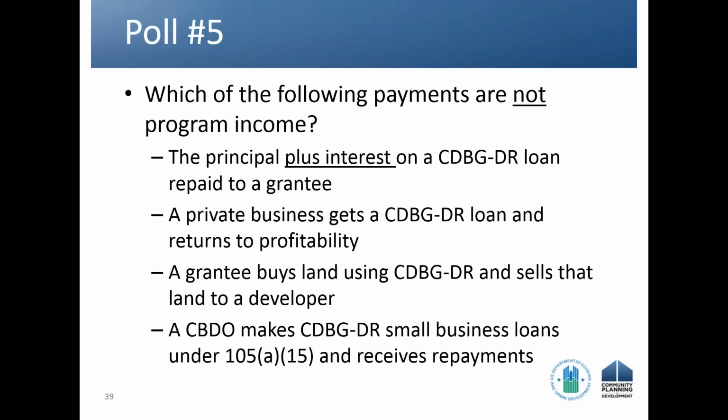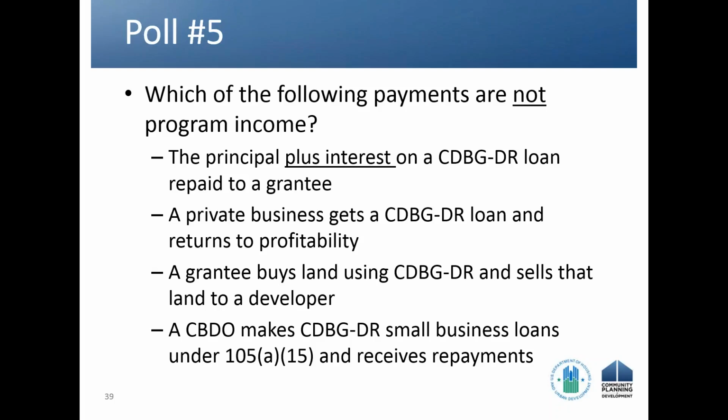All right, let's do this last poll. We just have a couple more slides yet to go. Okay, so for our fifth poll, we have which of the following payments are not program income? Principal plus interest on a DR loan repaid to a grantee. Private business gets a DR loan and returns to profitability. A grantee buys land using DR and sells that land to a developer.